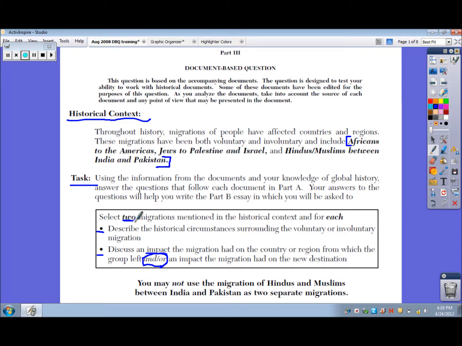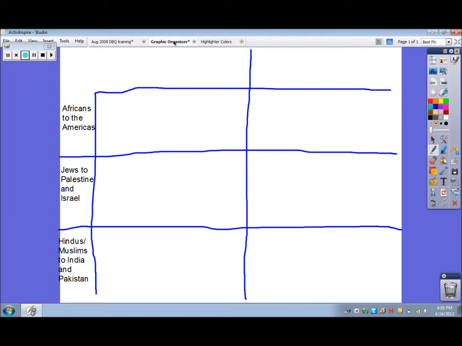So again, you're writing about 2 of the 3 migrations mentioned in the historical context. Africans to the Americas, Jews to Palestine and Israel, Hindus, Muslims between India and Pakistan. So read that as much as you need to, get a feel for it, and then when you're ready, go ahead and set up your graphic organizer. We'll do that together here. I've actually already got it started for you, so you might need to pause this.